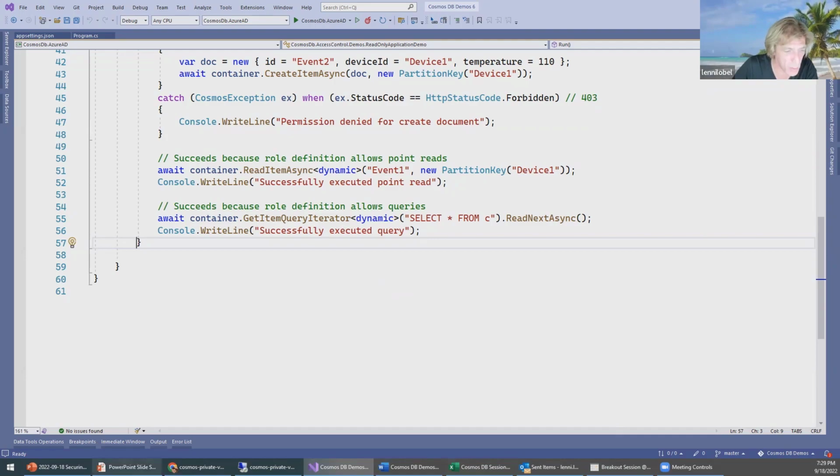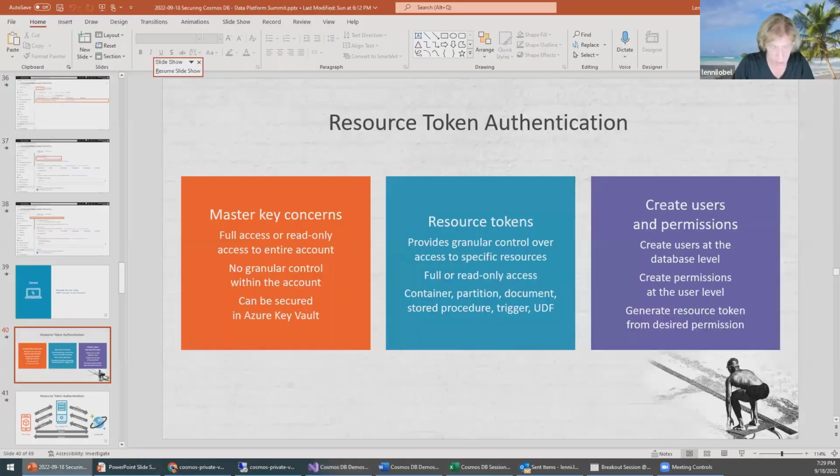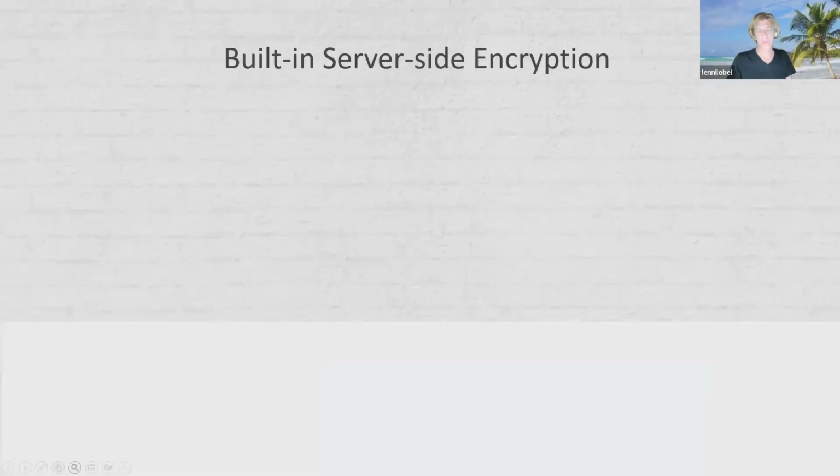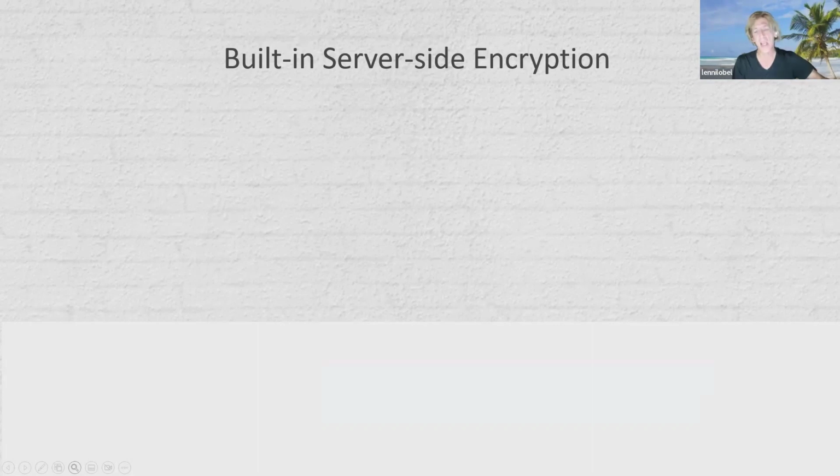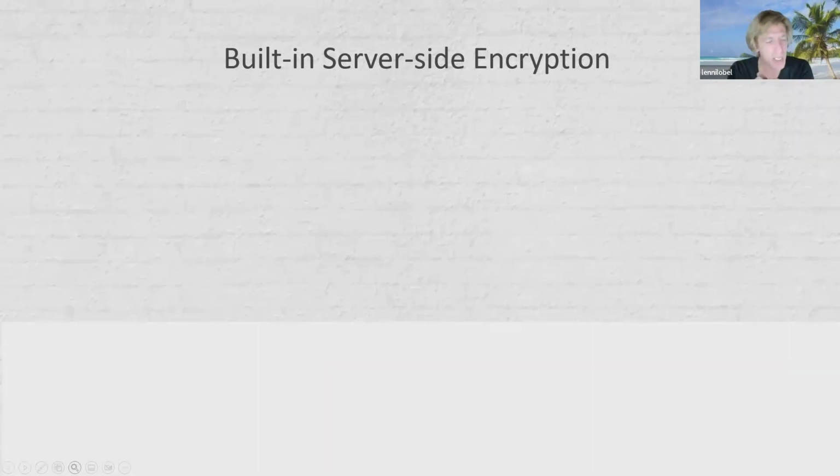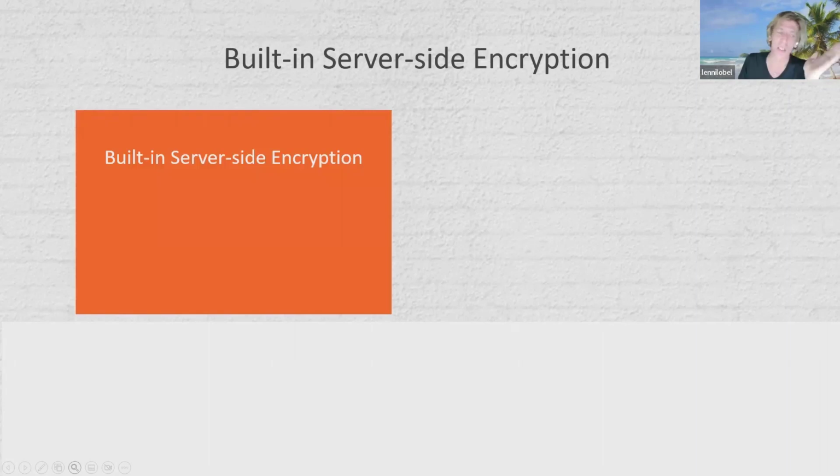All right. We are getting near to the end of our session, taking us to our third topic, which is encryption. So you've gotten past the firewall or the private endpoint. You've gotten past authentication. Can you still access all the data, or might we have some data that's encrypted? Well, on the server side, and this has been since the beginning of time with Cosmos DB, you have encryption built into the service.